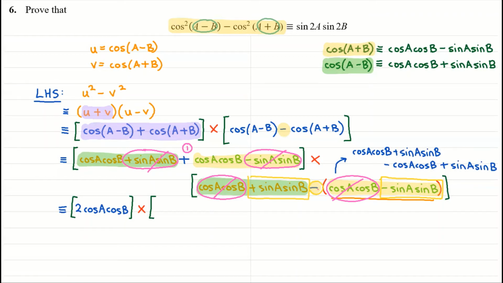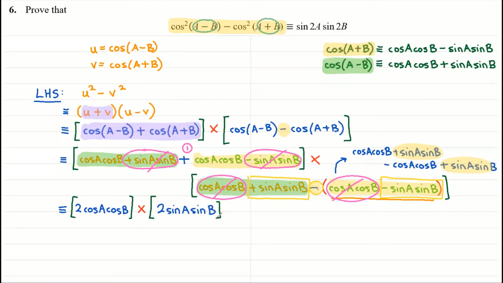Okay, and now we've seen that, we've got two lots of sine A, sine B, and the cos A, cos B's cancel. So we'll put those inside our second green bracket. So we're going to have 2 sine A, sine B. Okay. So what we could effectively do is write this as one gigantic product with sine A, sine B, cos A, cos B, and then the two 2's make 4.